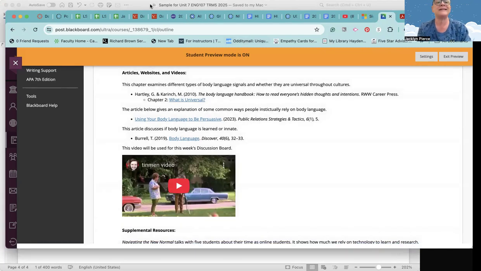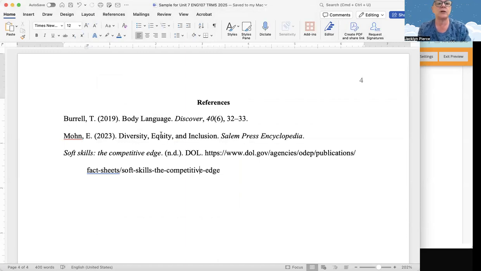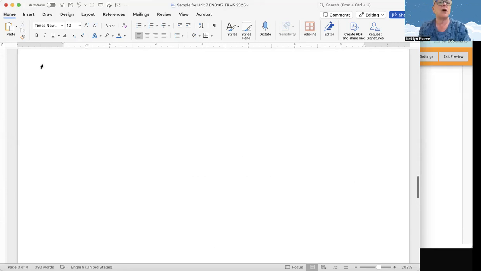I've got 3 things listed on here just to show you what they look like. This is the one that I reused from last week, the soft skills one. This one is not actually on either list anymore, so I'm going to take it out, but that way you can see what it would look like. Remember, they do need to be in alphabetical order, so Burrell comes before soft skills. It doesn't matter what order you use them in the paper; it's alphabetical on the reference list. And we need this to know what goes inside those in-text citations. Okay, so that's what it looks like.